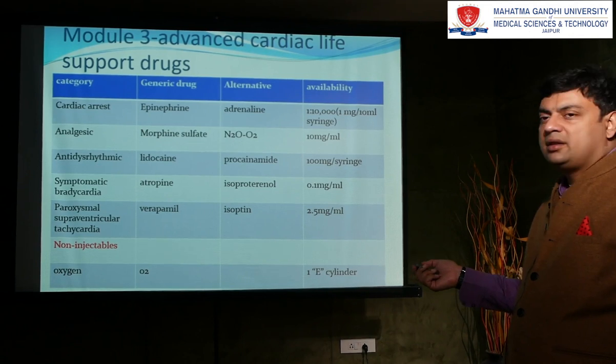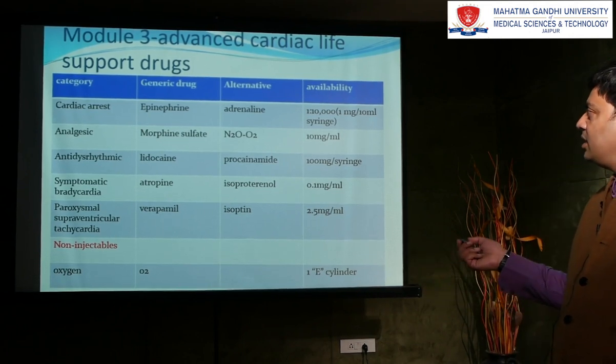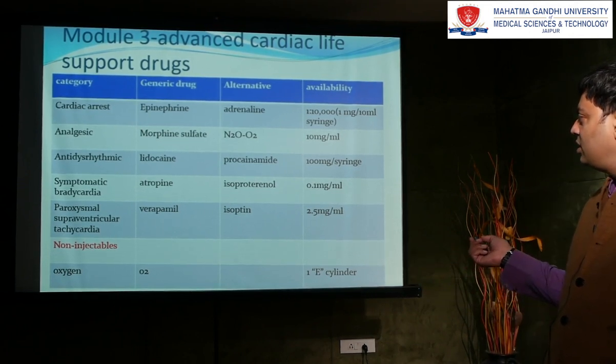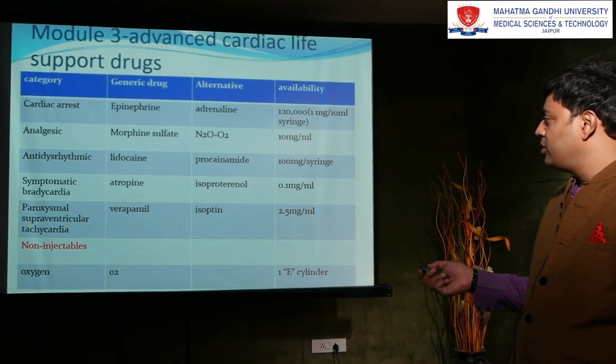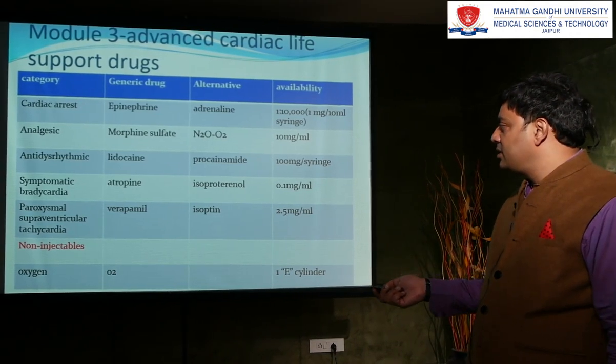Symptomatic bradycardia, the drug of choice is atropine, the alternative is isoproterenol, and the dosage for atropine is 0.1 ml, 1 mg per ml. Paroxysmal.